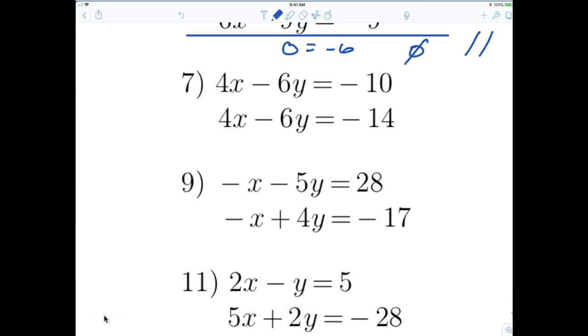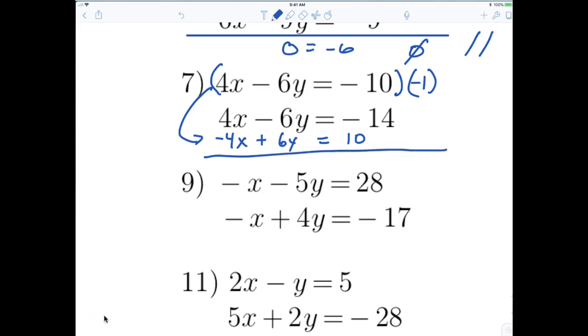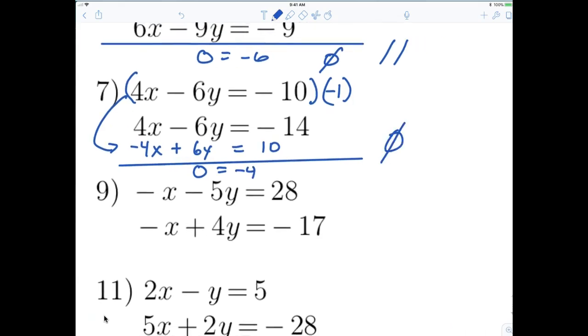All right? So what I'm going to do is take the top equation and multiply it by -1. Now, why did I multiply by -1? That will make it cancel, right? So when I multiply by -1, I'm going to make that -4x plus 6y equals what? 10. Does everybody agree with that now? All right. Now what happens? I draw my line underneath it. And again, it just came out to be 0 equals what? -4. Which means there is no solution. And don't forget it's parallel lines.